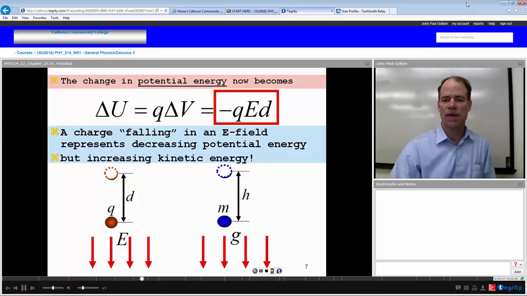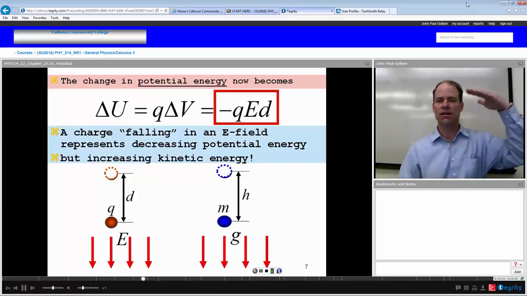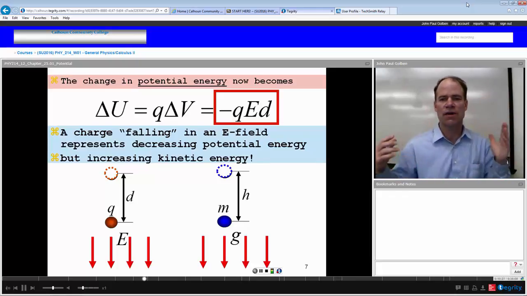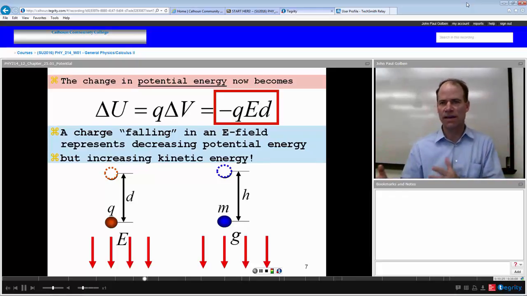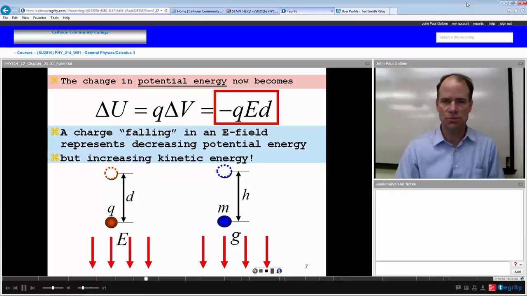Just like a mass falling in a gravitational field, where our final potential energy, mgh, would be less than our initial potential energy of mg higher h. And so we'll have a change in potential energy in that case of a negative mg d or h, whatever the distance was between those two positions. So we can think of it in a similar way in terms of fields.